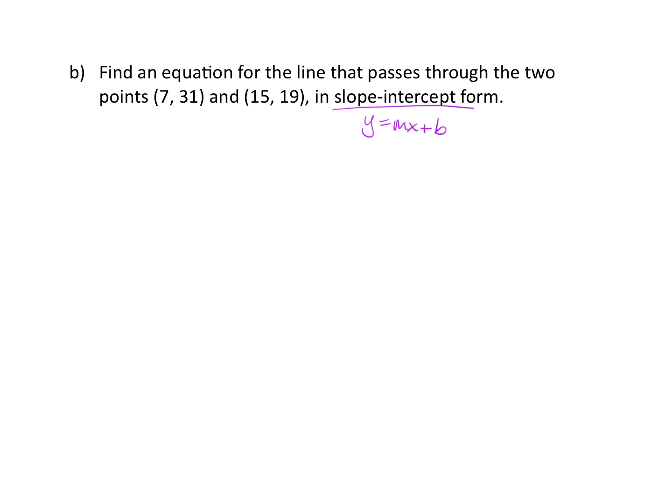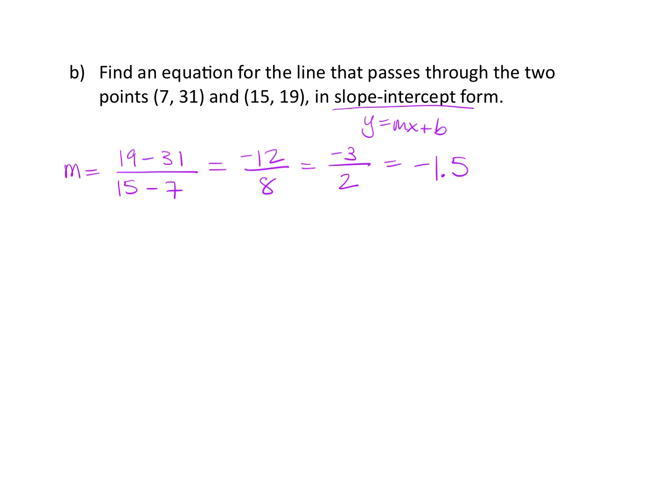Okay, so I need the slope m. I'm going to start by finding the slope between these 2 points. So I subtract the y's. I'll do 19 minus 31 over, subtract the x's, 15 minus 7, which is -12 over 8. And we can put that in lowest terms. They can both be divided by 4. -12 divided by 4 is -3, and 8 divided by 4 is 2. So -3/2 or -1.5.